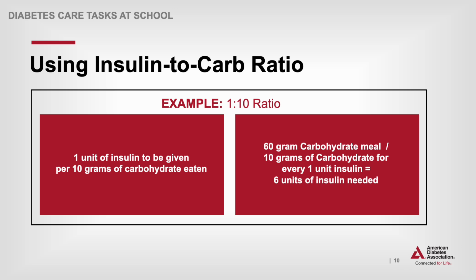Here's an example of how to calculate insulin dose based on a meal with 60 grams of carbohydrate. If a student's insulin to carbohydrate ratio is 1 unit of insulin to 10 grams of carbohydrate and the total amount of carbohydrate eaten is 60, then we take that carbohydrate amount of 60 and divide it by the number of grams per unit from the carb ratio, or 10. So 60 divided by 10 equals 6 units of insulin.